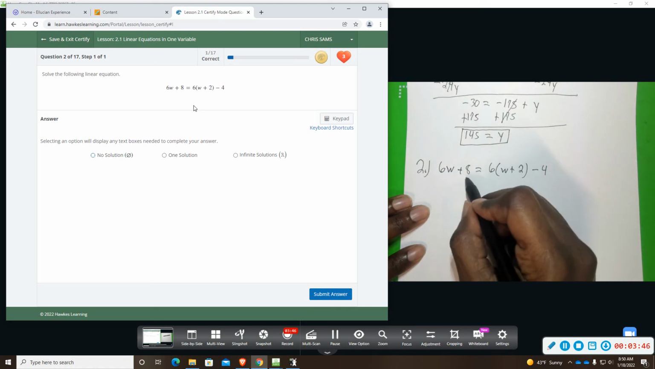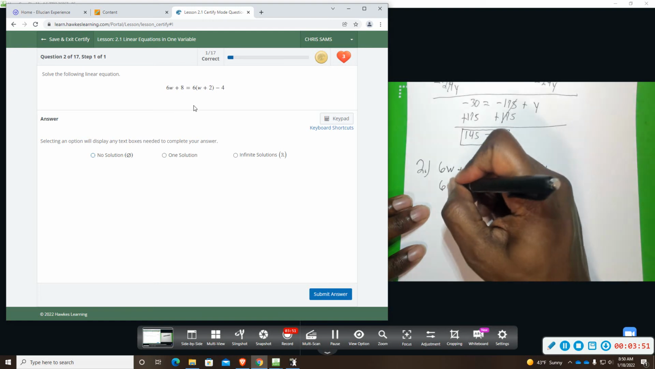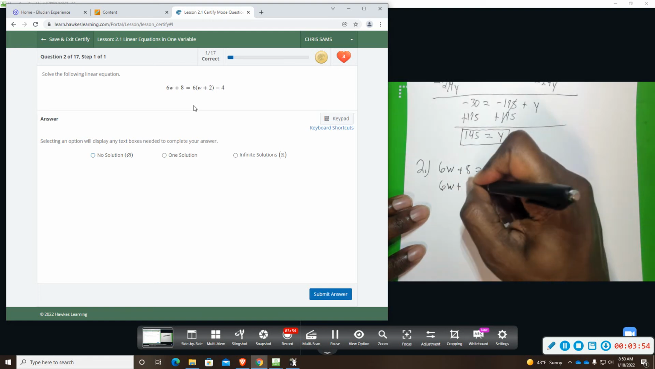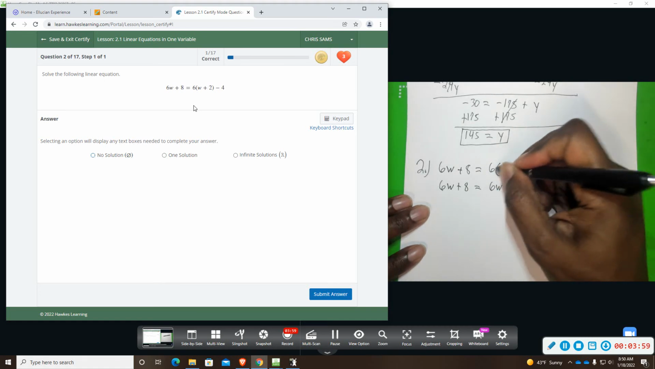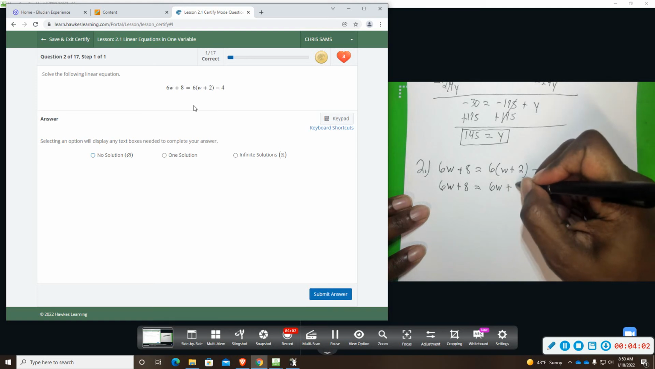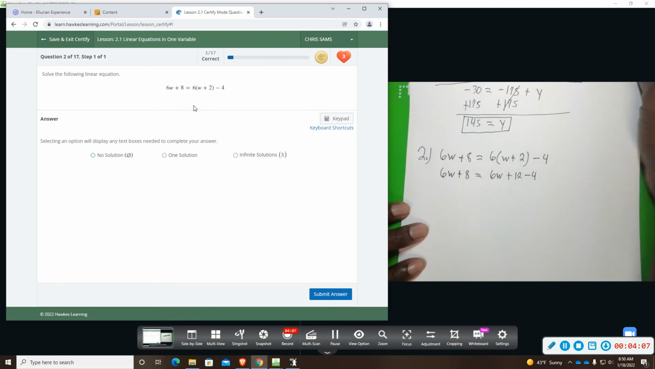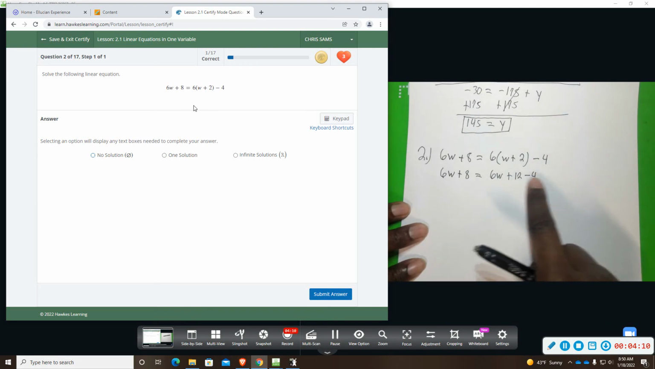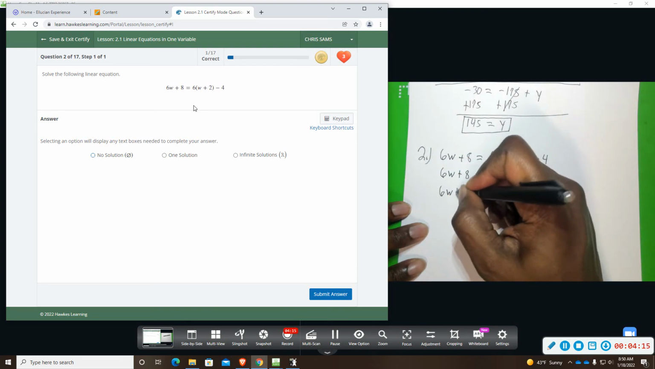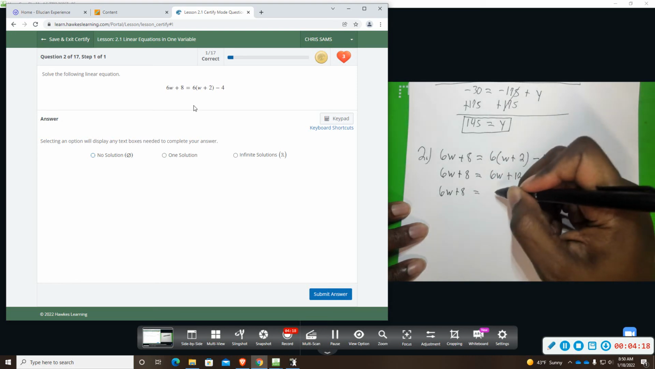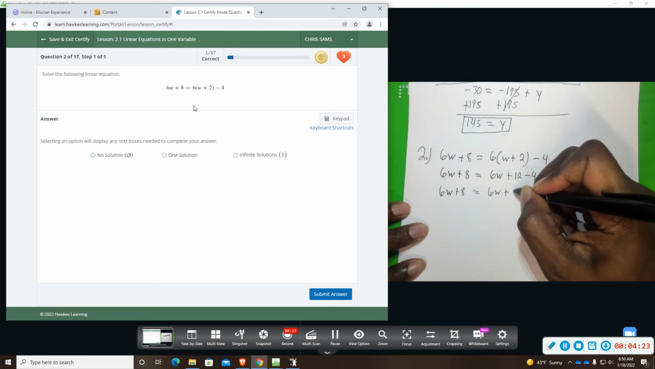Alright, so this side is already simplified. We can't do anything, so on this side I'm going to distribute. So I'm just going to bring down the 6w plus 8 equals. This is going to be 6w. 6 times 2 is going to give us 12, and then minus 4. Alright, so over here I'm going to simplify like terms. The numbers 12 and 4, I'm going to combine those. So I have 6w plus 8 equals 6w, and then 12 minus 4 is a positive 8.